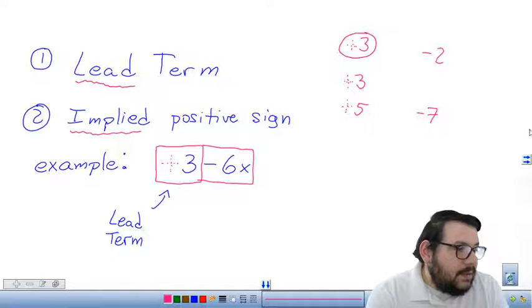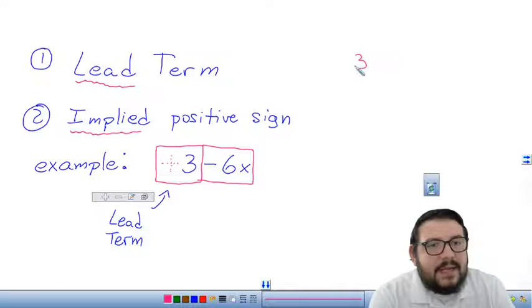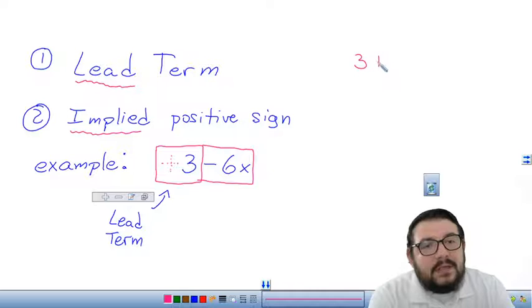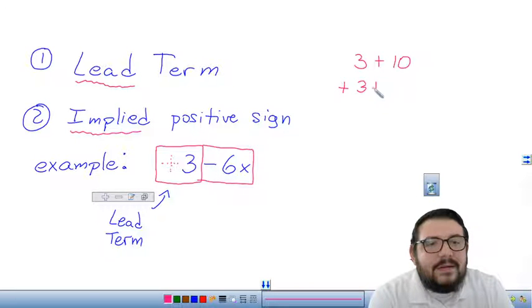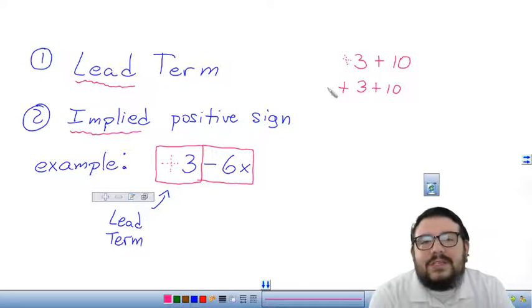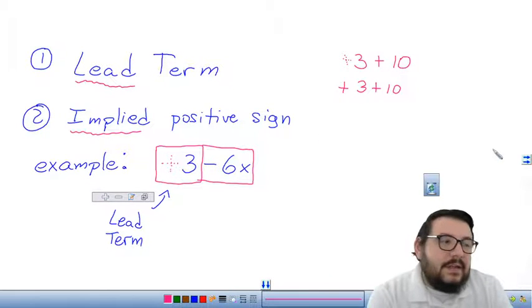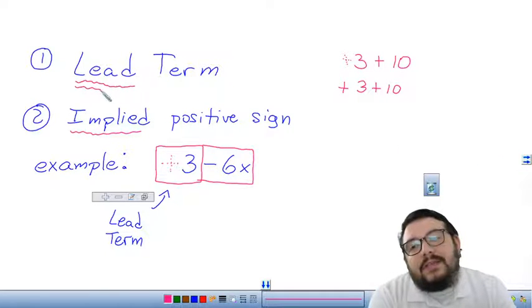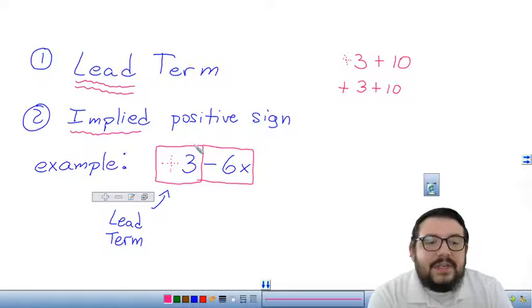Let me show you what I mean by look super weird really quickly. Let's say I do the problem 3 plus 10. Well, this is obviously a positive 3, right? But wouldn't it look weird to write it this way? It would, right? It would look super weird. And that's why we do the implied positive sign. We know that this is a positive 3, so we just kind of lop it off. We also know that this is a positive 10. But because it's not the lead term, we don't give it an implied positive sign. Only the lead term can have an implied positive sign.